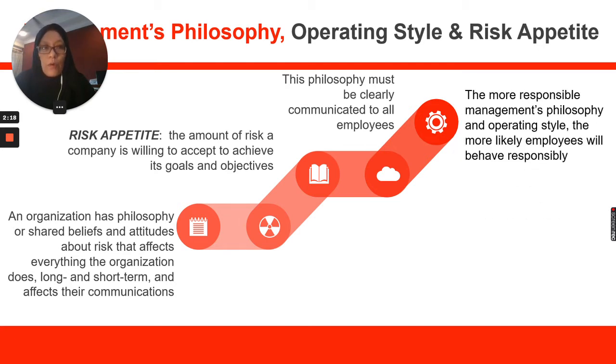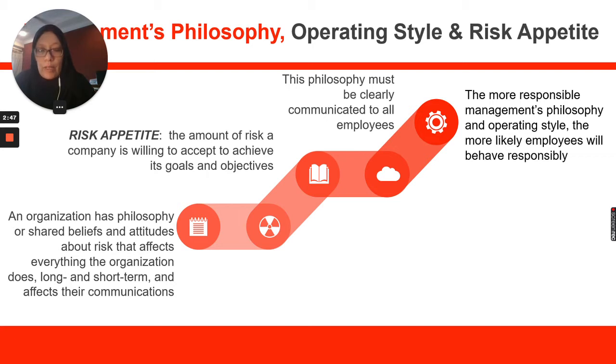The more responsible the management philosophy and operating style, and the more clearly they are communicated, the more likely employees will behave responsibly. The board and top management have to set the proper tone at the top so that they can demonstrate through their actions, and support, the integrity and necessity of a strong internal control system.